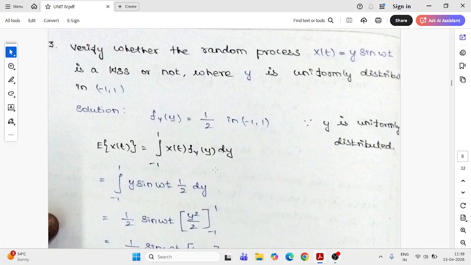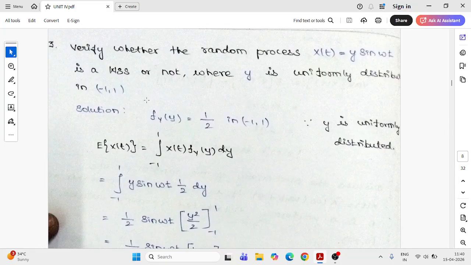Next problem is verify whether the random process x of t is equal to y sin omega t is WSS or not, where this y is uniformly distributed in the interval minus 1 comma 1. So you are supposed to verify whether it is WSS process or not. For that we know that the mean value must be a constant and the autocorrelation function must be a function of the time difference alone. So let us verify it.